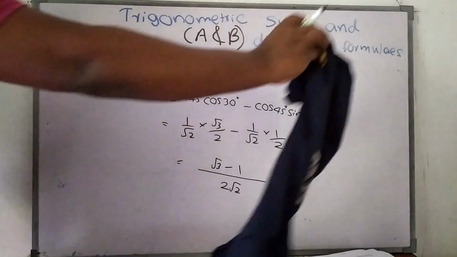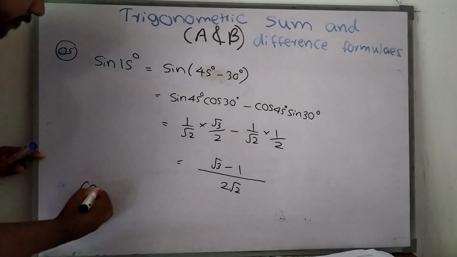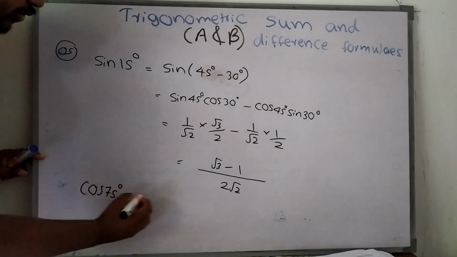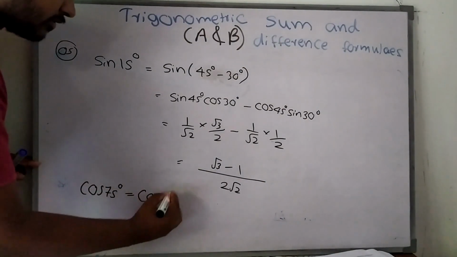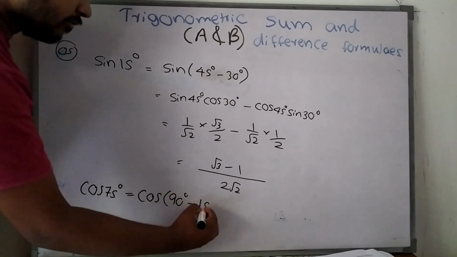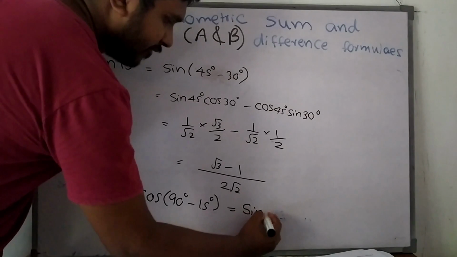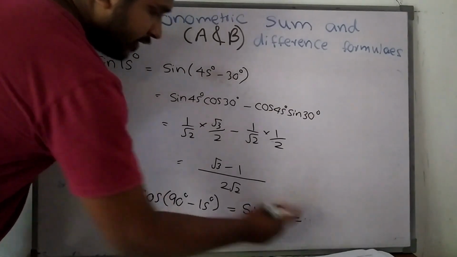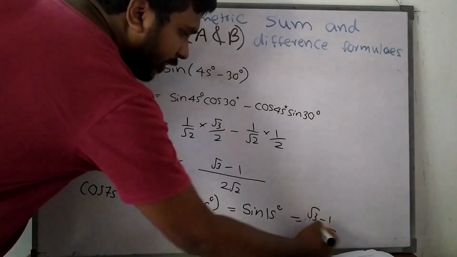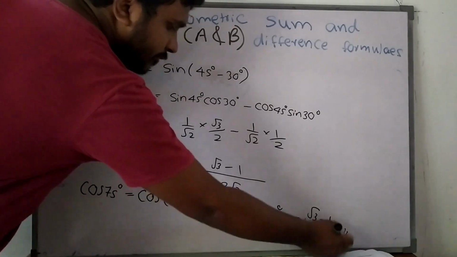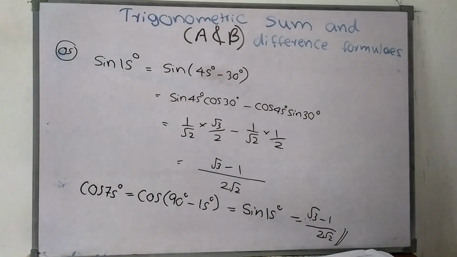So what is the cos 75, right? So you know cos 75 means cos 90 minus 15, no? Right? Cos 90 minus 15 means it's sin 15. So sin 15 means root 3 minus 1 over 2 root 2. So the answer is same for sin 15 as well as cos 75.